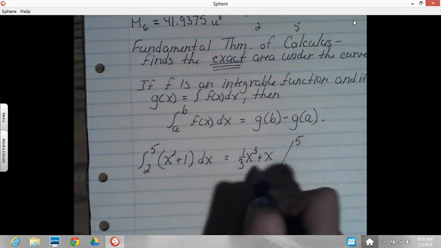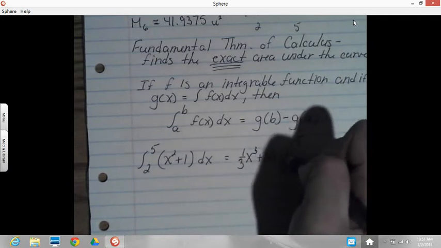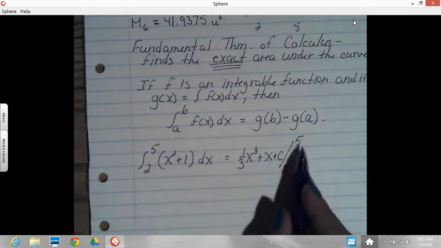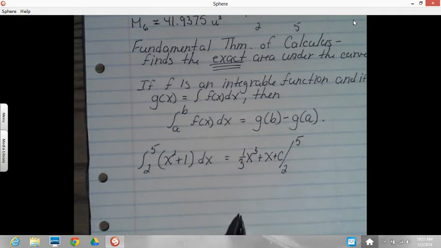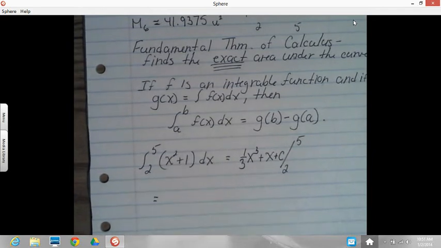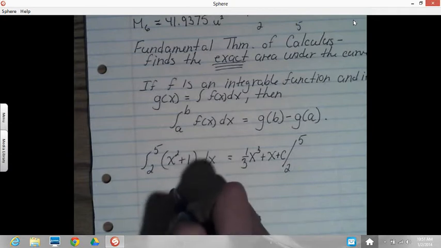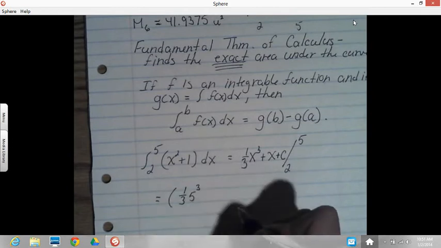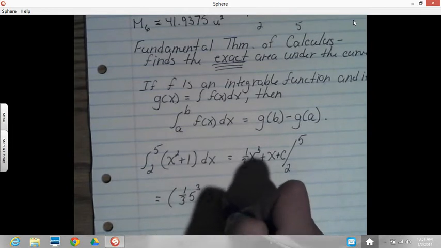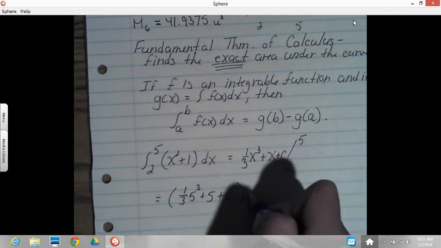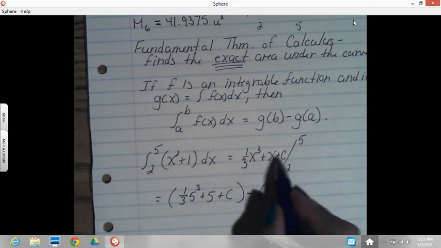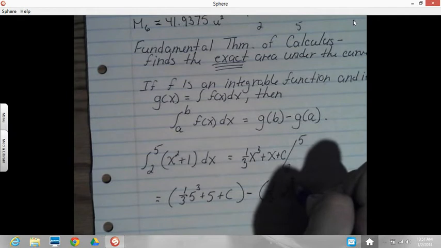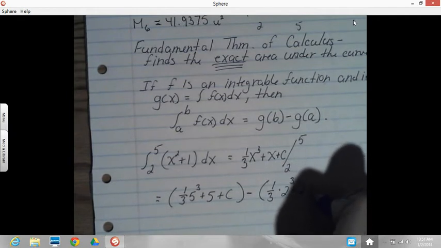So this basically is our function g. Oh, I forgot my plus c. Jeez, plus c. So there's function g. It's the antiderivative of this. And now I'm going to substitute in the 5 and the 2. So the substituting is what we have left. So substituting in the 5, it's 1/3 times 5 cubed plus 5 plus c. Then I have to subtract whatever I get when I substitute the 2 back into that same equation. 1/3 times 2 cubed plus 2 plus c.